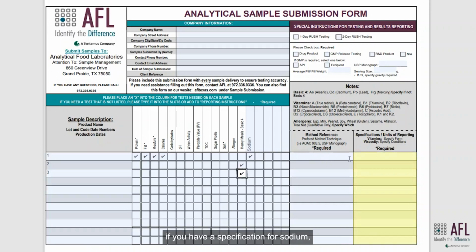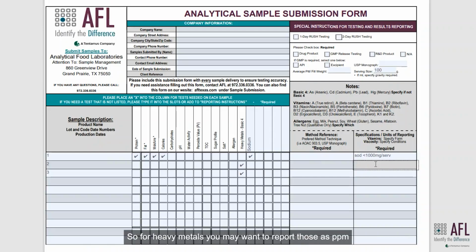If you have a specification for sodium, say sodium is less than 1,000 milligrams per serving, just type it in there and we will get it. Make sure if you do have the serving size, that we do know that your serving size is 100 grams or whatever it might be. If you have multiple specifications or units of reporting, please put them here.